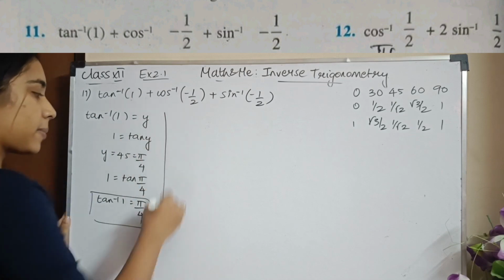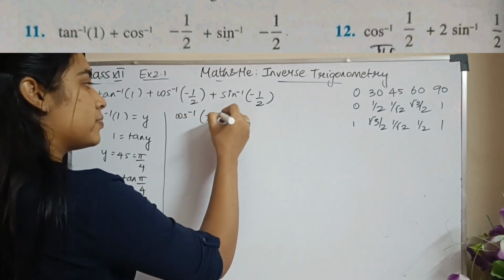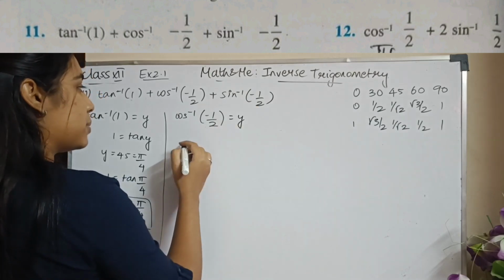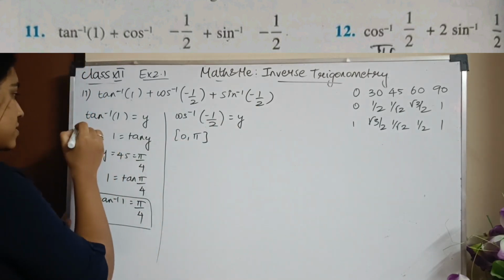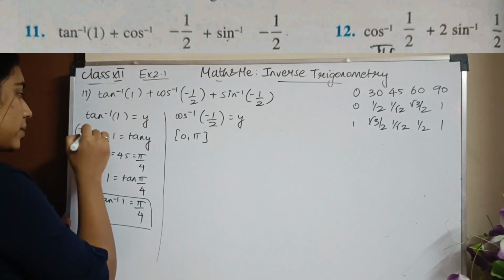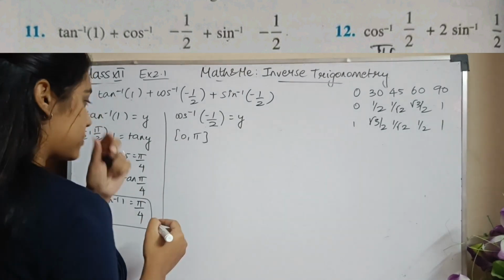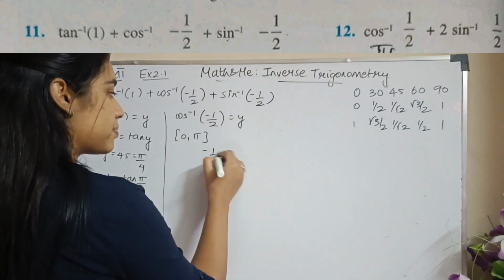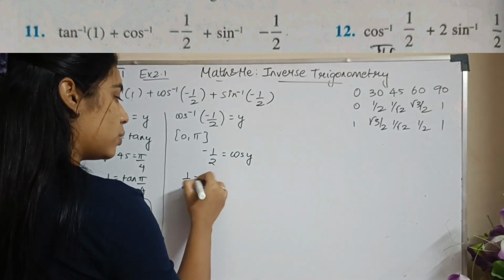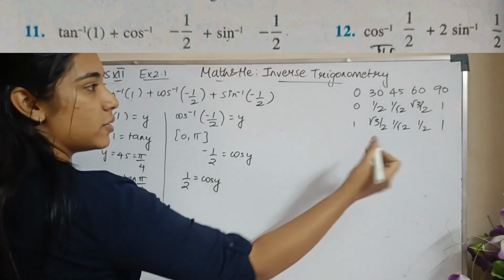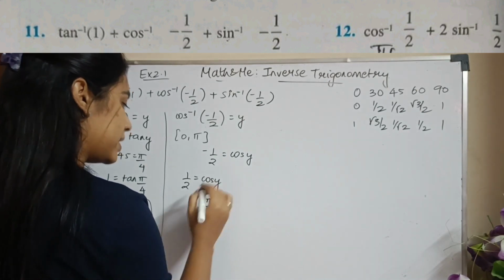Second, I have cos inverse of minus 1 by 2 equals y. Now the range of cos is 0 to pi. For tan it is minus pi by 2 to pi by 2. Remember? So next step, minus 1 by 2 equals cos y. For the calculation I will take 1 by 2 equals cos y. For what value? 1 by 2 is 60 degrees. So I have y equals pi by 3.